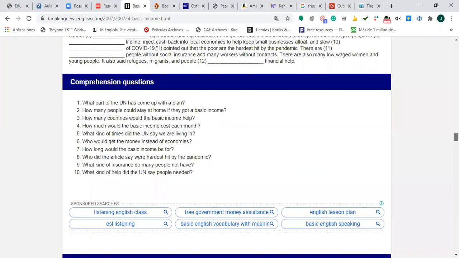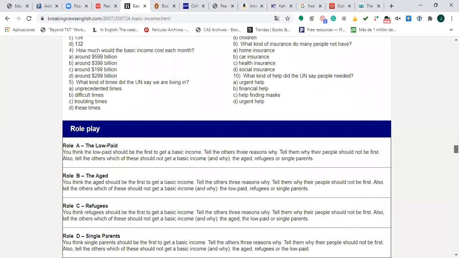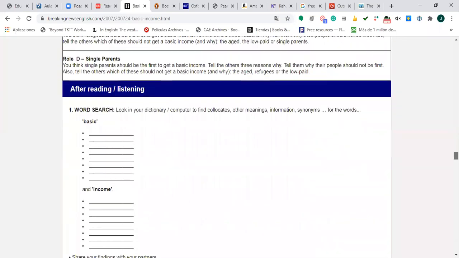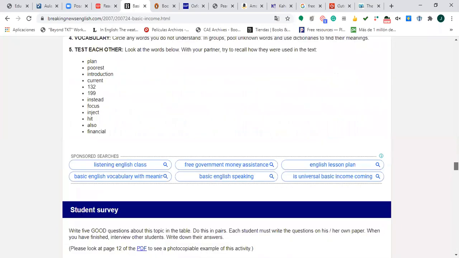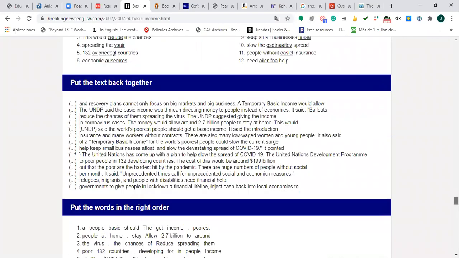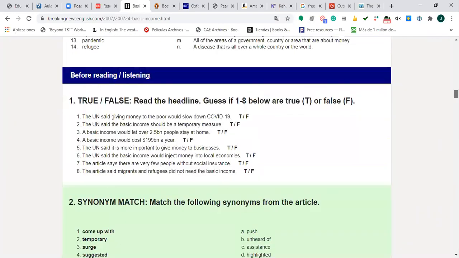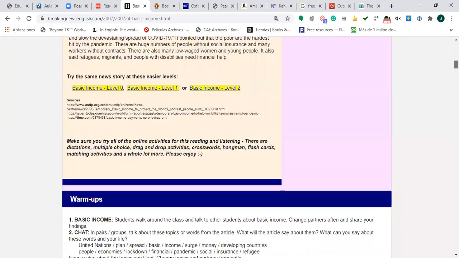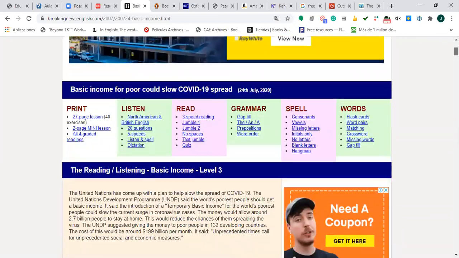listening, comprehension questions, multiple choice quiz, a role play. This is another activity after, no? This is called post-reading activity, a role play. They have to act. They have to develop some characters. After reading, word search, and you have here a lot. Notice that you have a lot of activities just with an article. We're using a news article, all right?